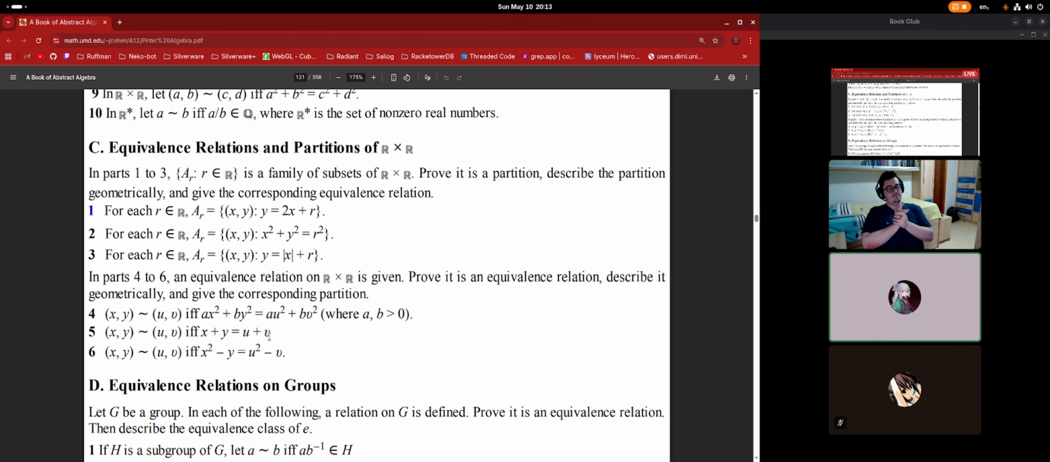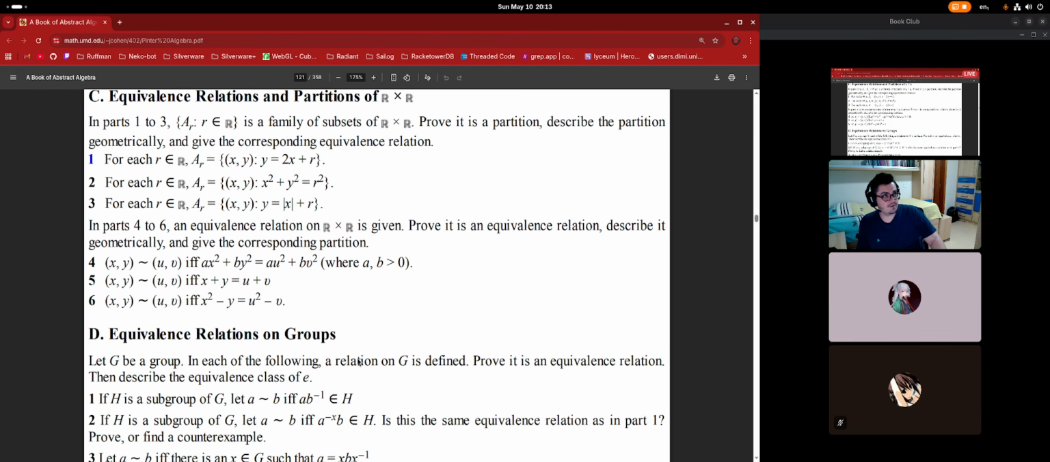Well, no, because you can have arbitrary values for x and y, right? Okay, no, so these are all the negative lines. Okay, I got it. What about the last one? C6. That I believe is parabolas facing up. Parabolas, yes.